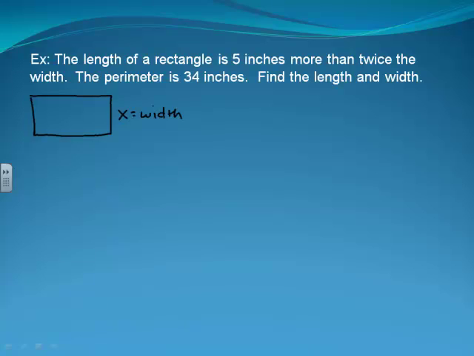because I know that the length of this rectangle is 5 inches more than, so I'm adding 5 to something, 5 inches more than twice the width. Well, twice means multiplication, and twice the width, because I said I was going to let x be my width, would be 2 times x. So just to clean that up, if x is equal to my width, 2x plus 5 has to be my length.